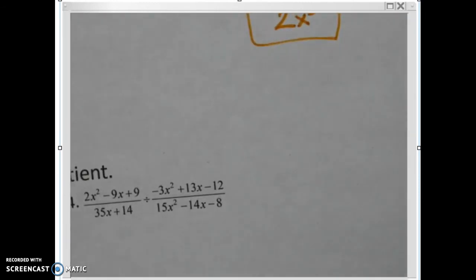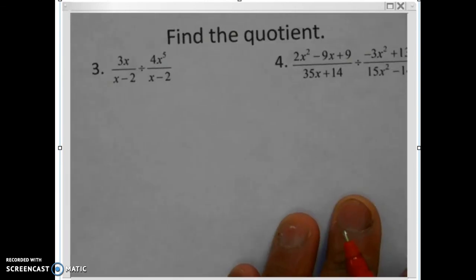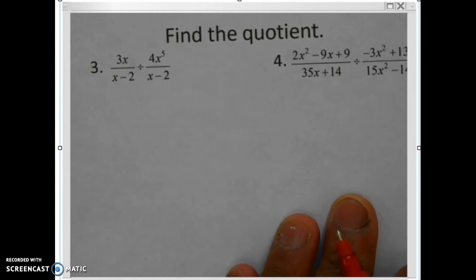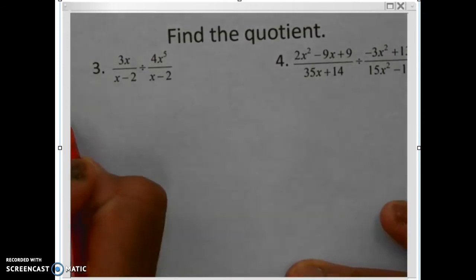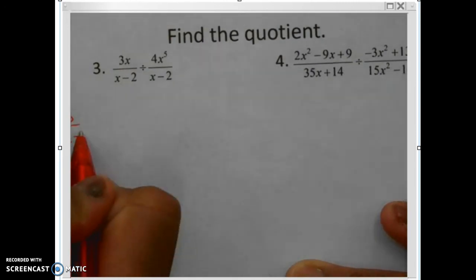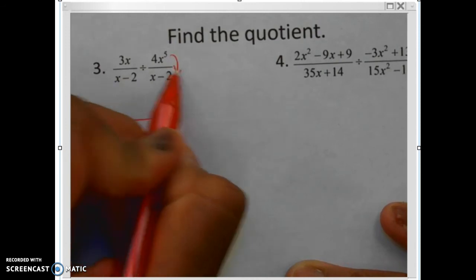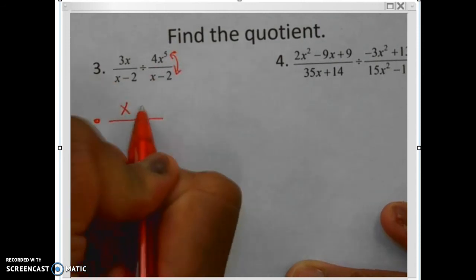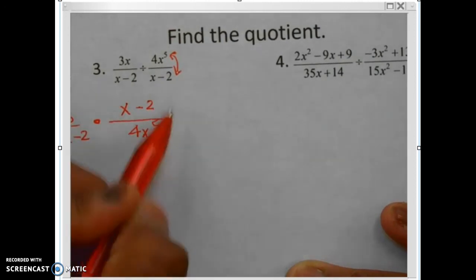Okay, let's look at this. Number 3, divide. Find the quotient. And I am given 3x over x minus 2 divided by 4x to the 5th over x minus 2. So remember, the rule for dividing is you have to multiply by the reciprocal. So the first one will stay the same, and then I will multiply by the reciprocal. So we're going to do the old switcheroo and put x minus 2 up top and 4x to the 5th on the bottom. Just flipping it.